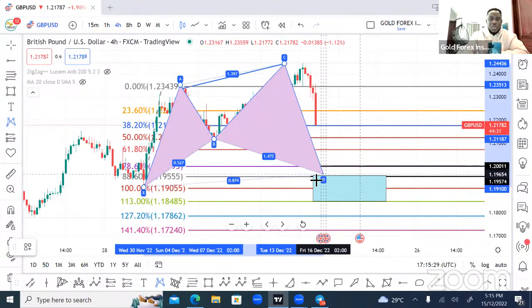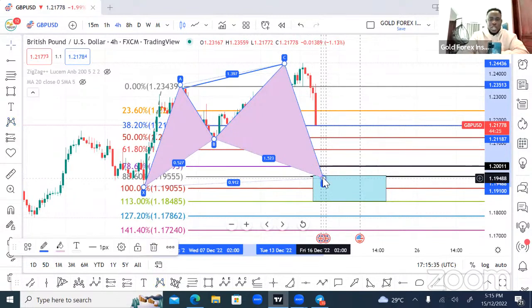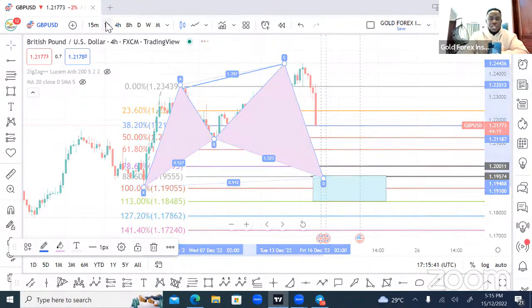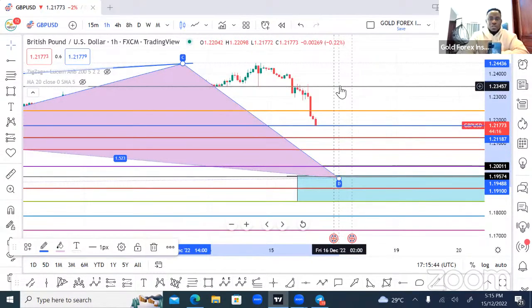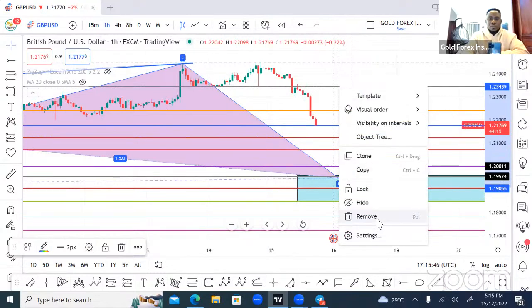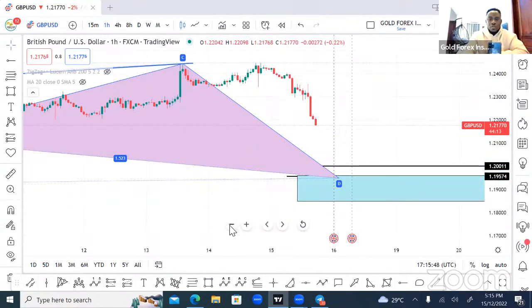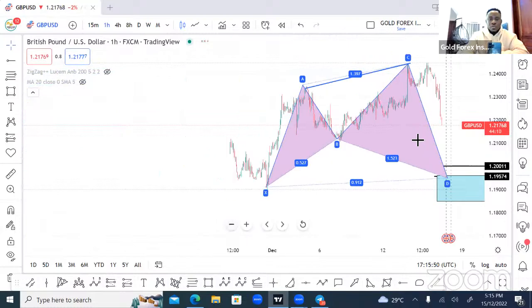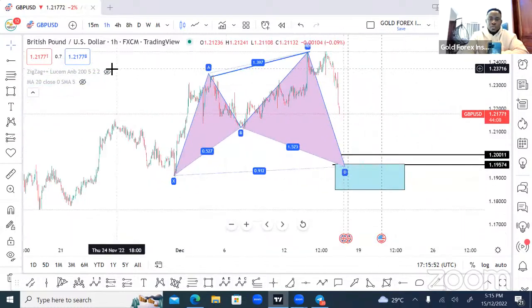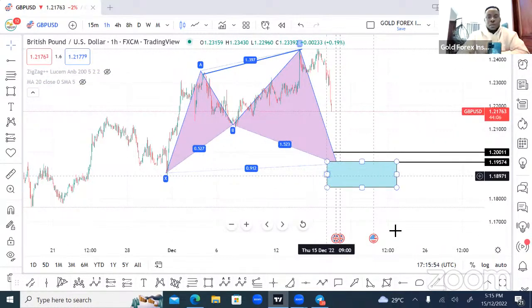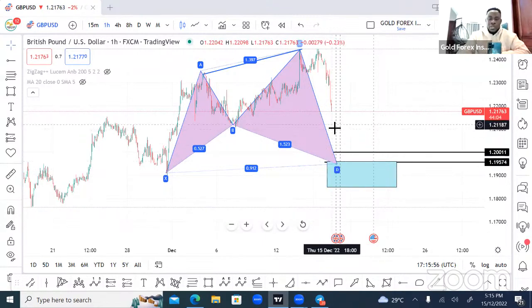Okay, so I'm expecting, the way it's coming with momentum, I'm expecting it to hit the shark pattern formation. Okay, so on the lower time frame, it's still coming down.